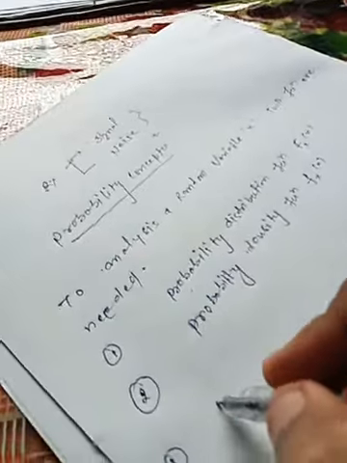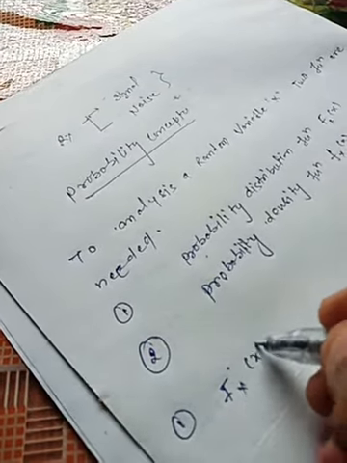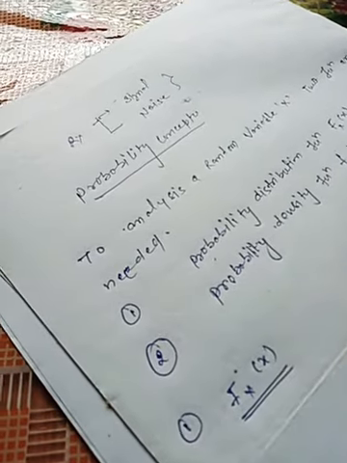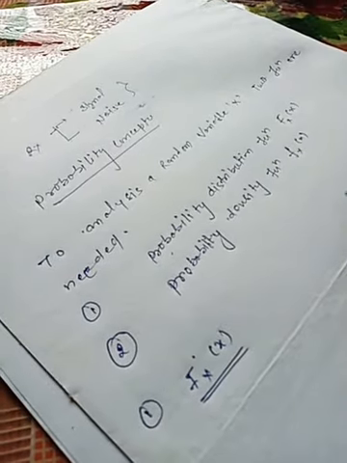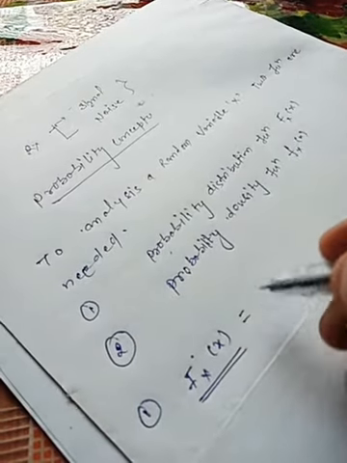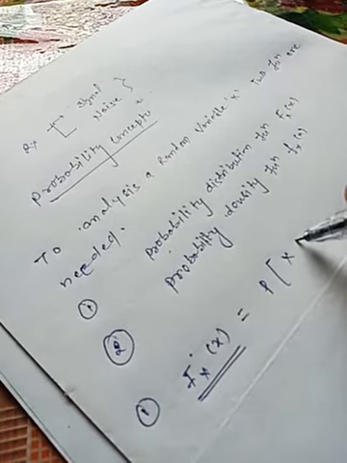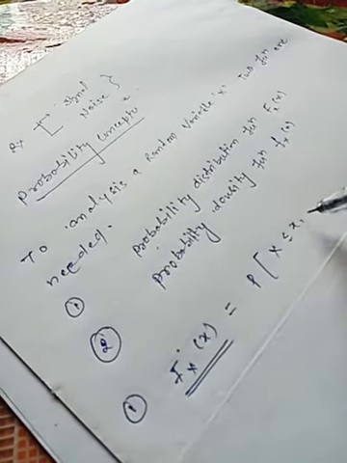Then first, capital F of x, that is known as the probability distribution function, is defined as the probability of random variable x being less than or equal to x1.